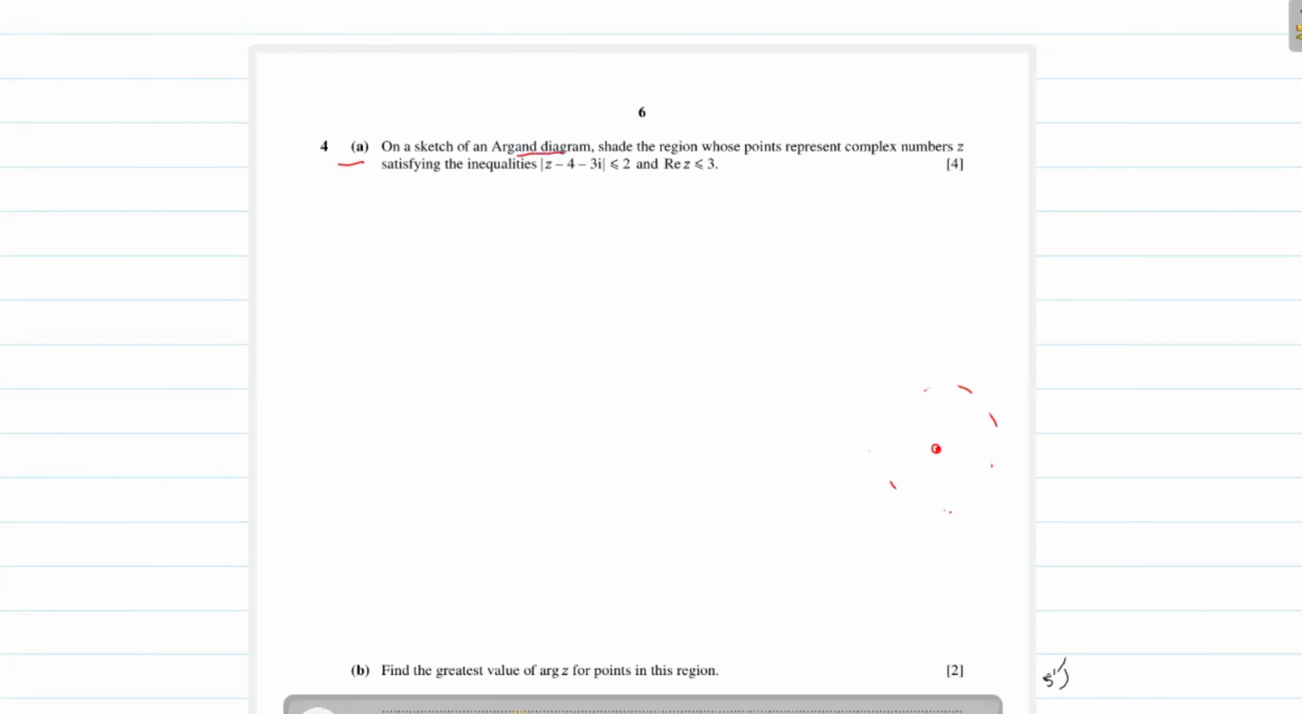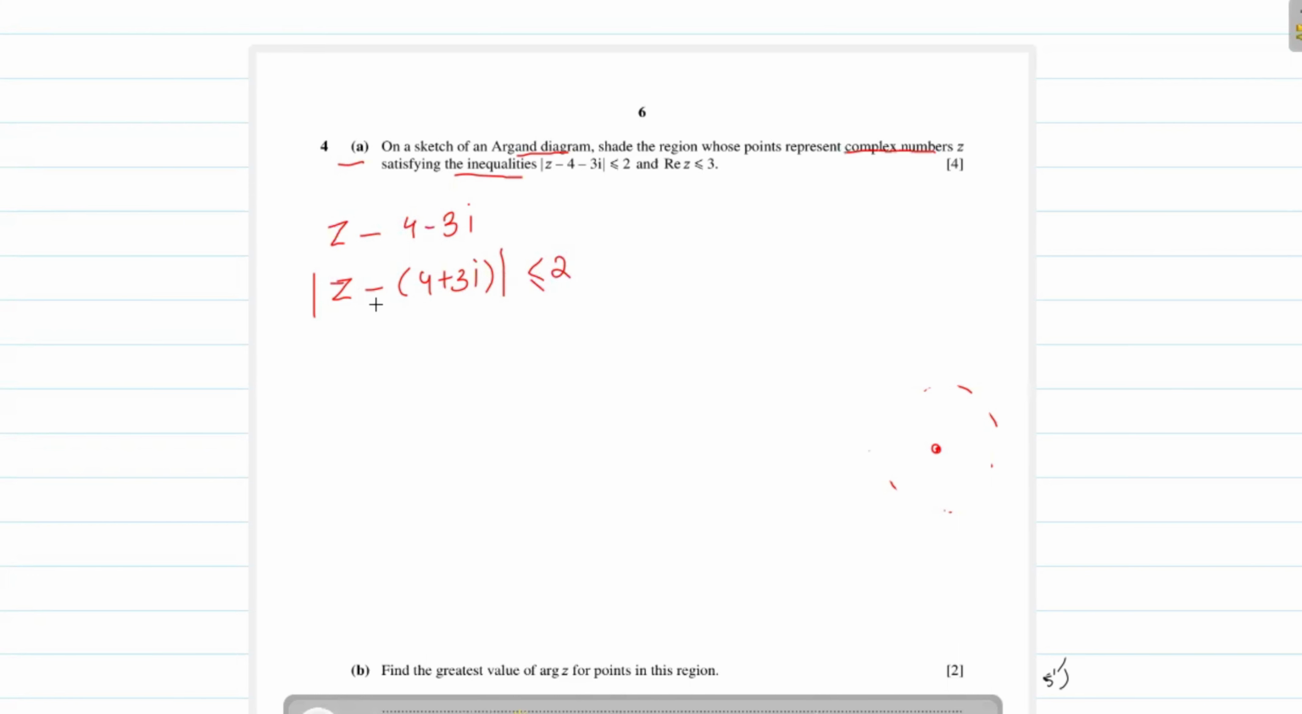Question number 4, part A. Sketch the Argand diagram. Shade the region whose points represent the complex number z, satisfying the inequality absolute z minus 4 minus 3i less than or equal to 2 and real z is less than or equal to 3. Firstly, we write the inequality |z minus 4 minus 3i| less than or equal to 2.